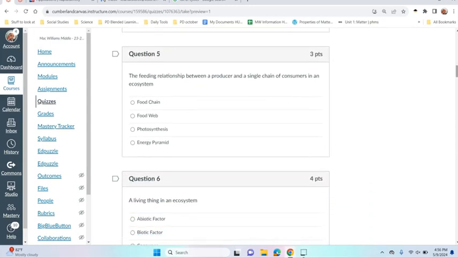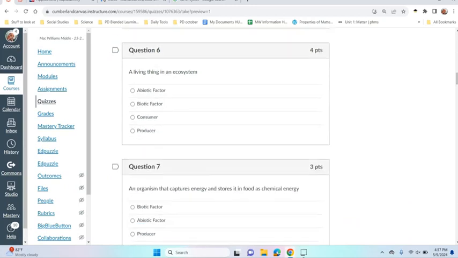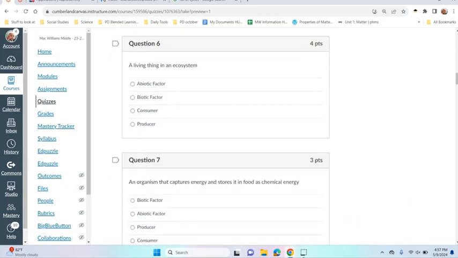Number 5. The feeding relationship between a producer and a single chain of consumers in the ecosystem. Is that food chain, food web, photosynthesis, or energy pyramid? Number 6. A living thing in an ecosystem is an abiotic factor, biotic factor, consumer, or producer.